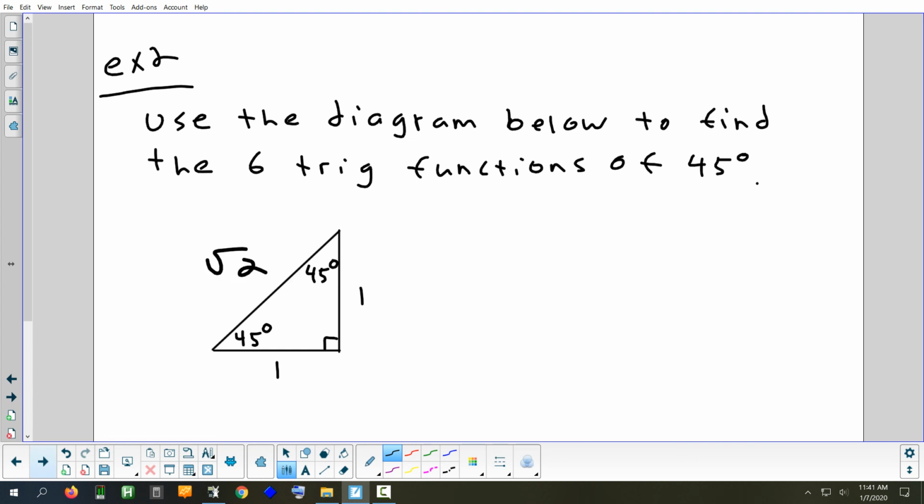Just leave it. Now, you have to do everything from the perspective of the angle they're telling you to. What angle are they telling you, what angle is your perspective here? 45 degrees. It doesn't matter which one you choose because these two sides are the same. So pretend like you're standing at the bottom and go through all the trig functions. Okay. Sine of 45. Brianna, what would the sine of 45 be?